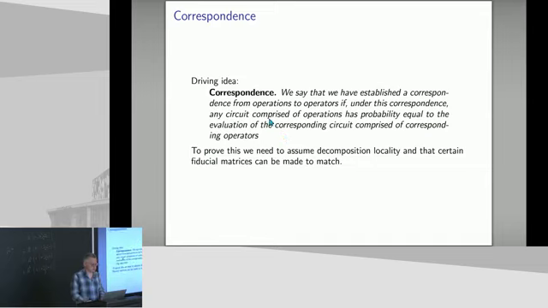Okay, so correspondence basically is the idea I just told you. We say we've established correspondence from operations to operators if under this correspondence any circuit comprised of operations has probability equal to the evaluation of the corresponding circuit comprised of corresponding operators. Okay, so just the thing I just told you. And I'm going to assume decomposition locality, and there's also an assumption that certain fiducial matrices can be made to match, and you'll see this in a moment.